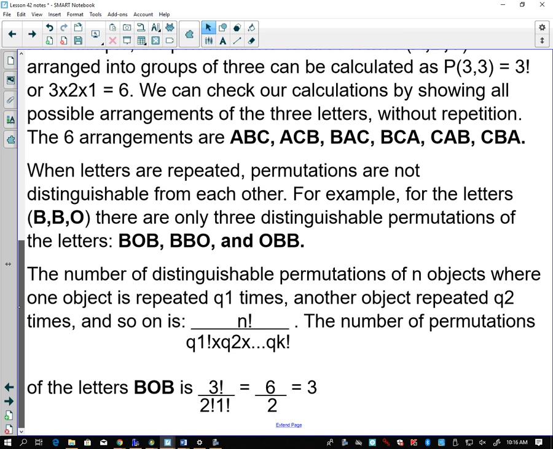So like with BOB, or BBO, we have 3 letters. That's 3 factorial. B shows up twice, so that's 2 factorial. O shows up once, that's 1 factorial, or 1 times 1. So we wind up with 3 times 2 times 1, which is 6. And then we have 2 times 1, which is 2, times 1, which is still just 1. So 6 divided by 2 winds up with just those 3 permutations that we saw up here.